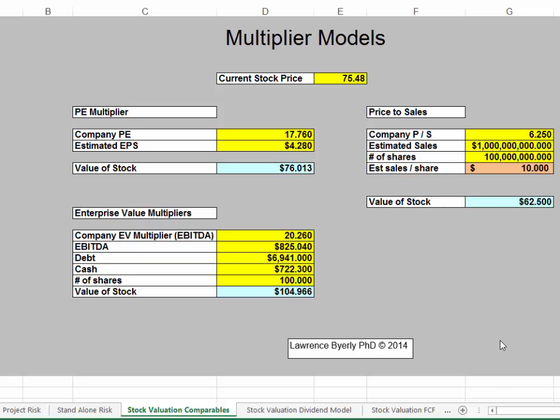Okay, in this video we're going to talk about what are referred to as multiplier models. Some textbooks refer to this as stock valuation comparables. But essentially it all works on a very basic formula, that there is a connection in a formula to market price. And if you solve for market price, you end up with a formula that if you change the variables to forecasts, instead of getting the market price, you end up with the forecast of a value. So here is the first of those, and it's called the PE multiplier.